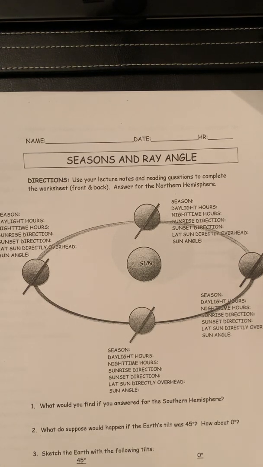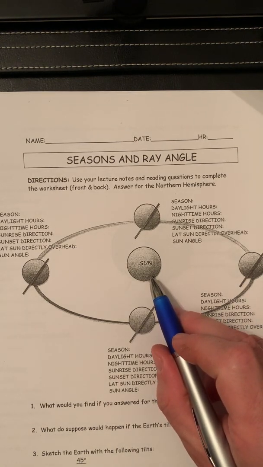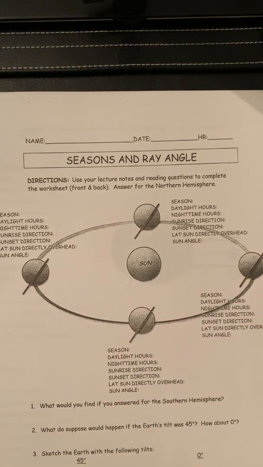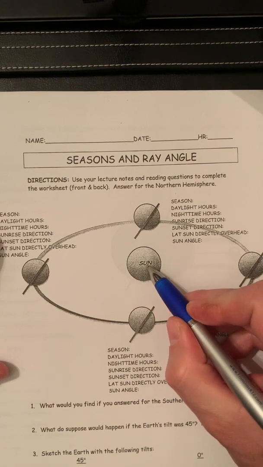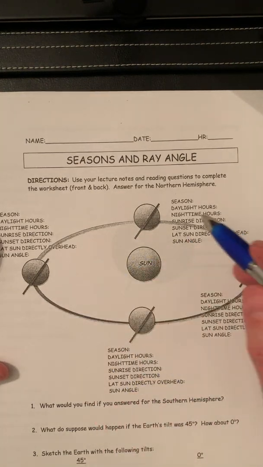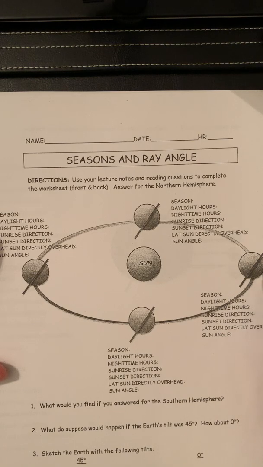We'll go through this, and I'll let you know at least what I was thinking when I came up with it. Obviously this isn't scaled well for size or really even distance. But what I was trying to show you is, here's the sun, and as the Earth is revolving around the sun, we've got some different locations here that we should be getting familiar with. And these are our seasons.